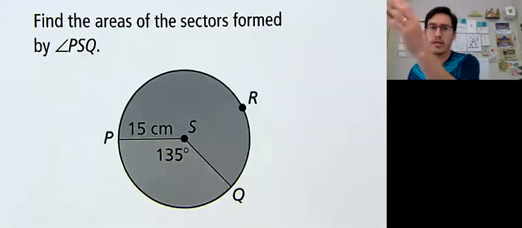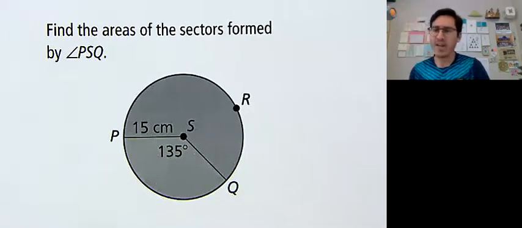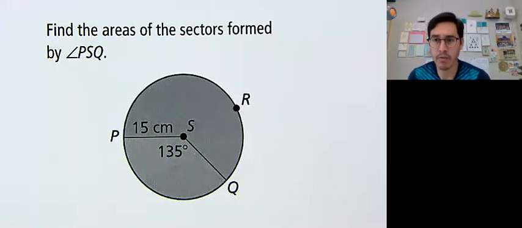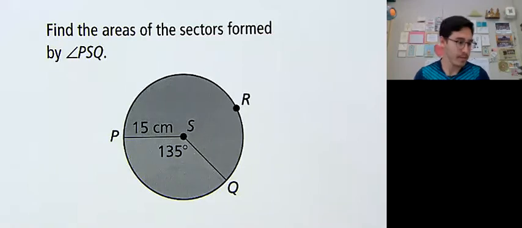All right, so kind of like how we looked at arc lengths as a portion or fraction of the total circumference, we can look at areas of sectors as a portion or fraction of the entire area of a circle. Okay? And because we're dealing with portions or fractions, we're going to use ratios and proportions.